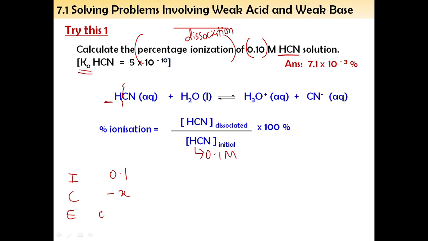Equilibrium 0.1 tolak X. Jadi inilah yang dissociate tu. So awak kena masukkan nilai X ke sini. Macam mana nak cari nilai X? So awak kena buat I stable and you are given the Ka value. Tengok ni, boleh assume tak? Boleh assume. Kalau boleh assume, mesti assume. Okay, so awak guna assumption dan cari nilai X, baru boleh masukkan dalam ni.